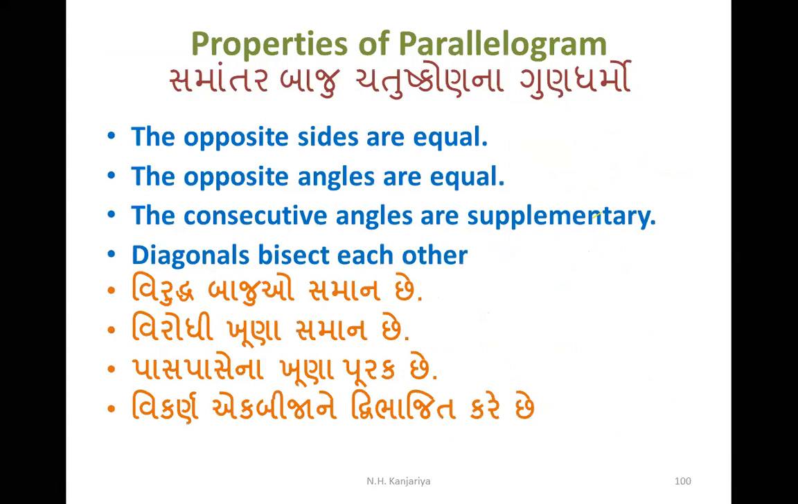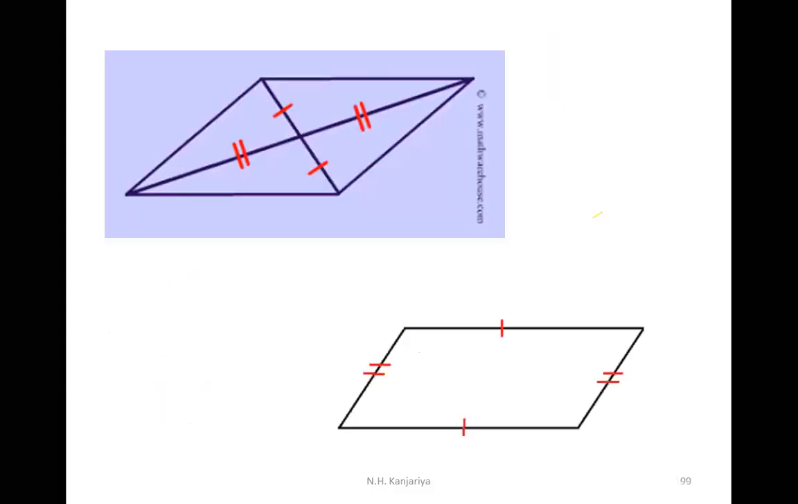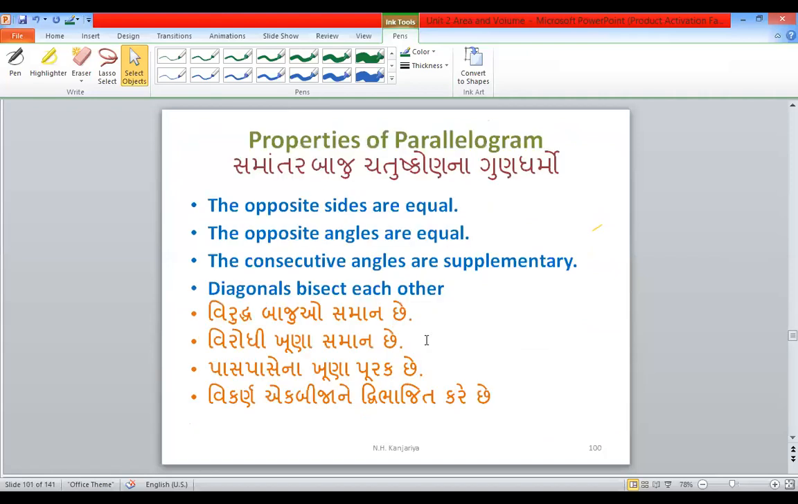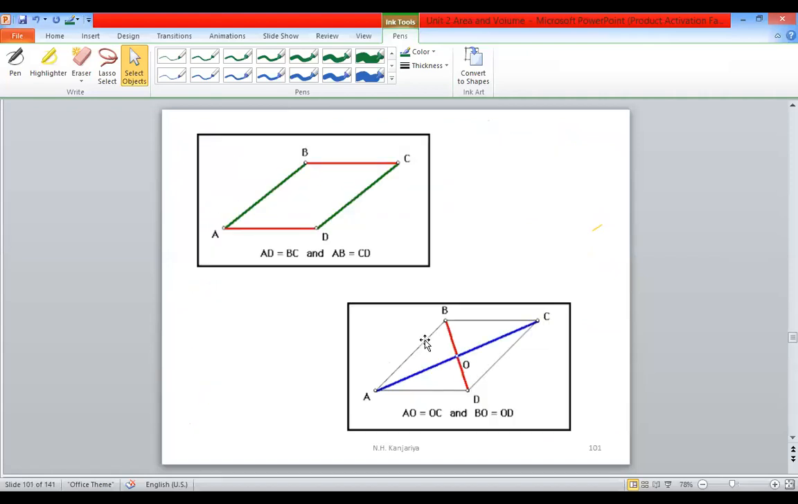Now some property, you must remember the properties. Properties is also very simple. Opposite sides are equal. Opposite angles are equal. Consecutive angles are supplementary. That's mean consecutive angle. That's mean when you took sum of this angle, it's A and B, this side of angle, it's always 180. I give you one example.